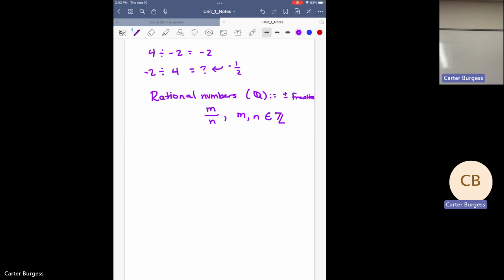Again, don't get scared. I know it looks horrifying. This is just saying that what we want is fractions. Specifically, we want fractions where the top and the bottom are just whole numbers. That's all that's saying. This little e here means that these two numbers live in the set of all integers. They are integers.